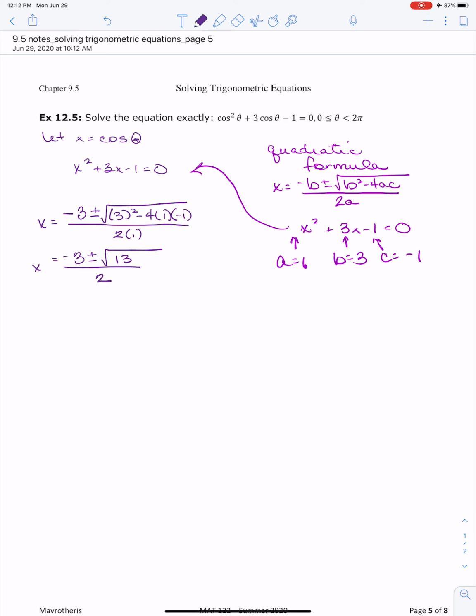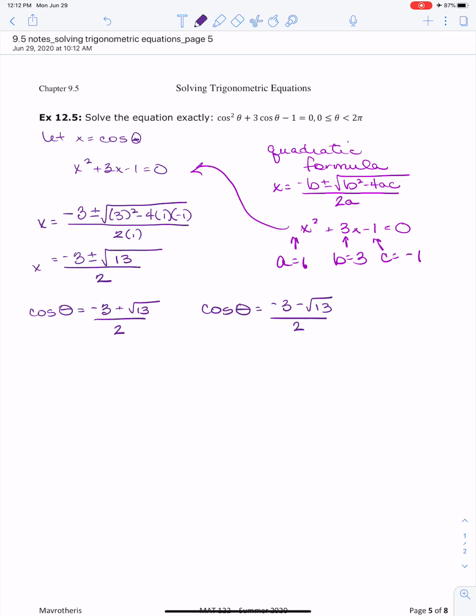So here's what we got. I got cosine theta equals either -3 plus the square root of 13 over 2, or cosine of theta equals -3 minus the square root of 13 over 2.